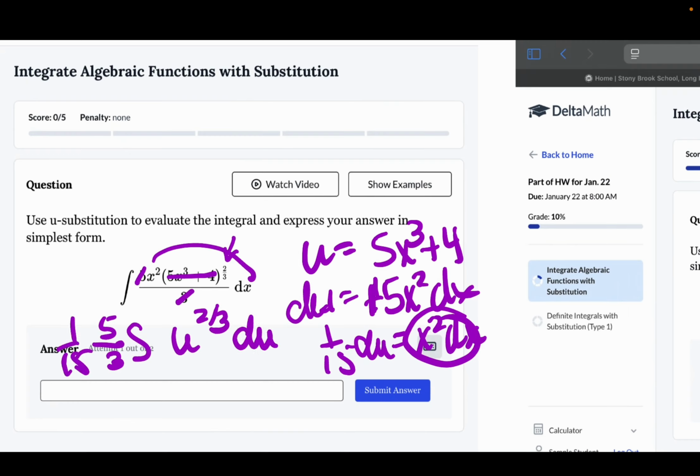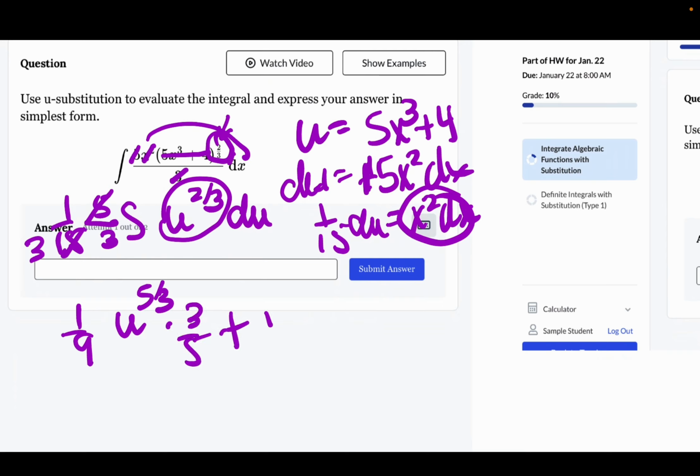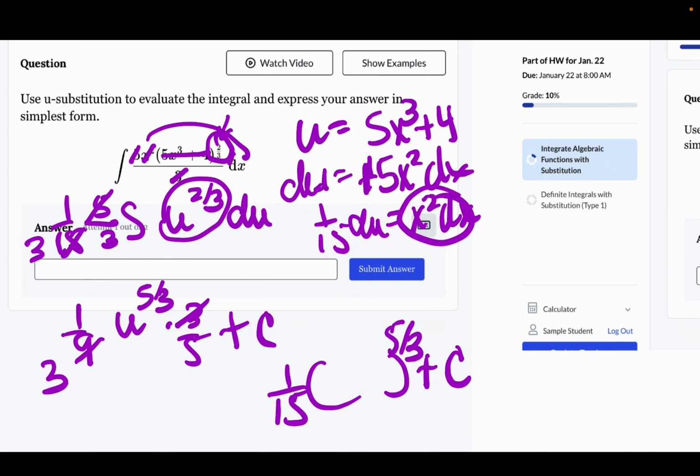If I had limits of integration, I would also change my numbers right now. Now remember, I've taken care of everything except for this 2/3 power, but I wrote that down. So now the antiderivative, 5 goes into 15 3 times, so I get 1/9. The antiderivative of that is u to the 5/3 divided by 5/3, or times 3/5. Don't forget your plus c. 3 goes into 9 3 times. So my answer would be 1/15 u to the 5/3 plus c.